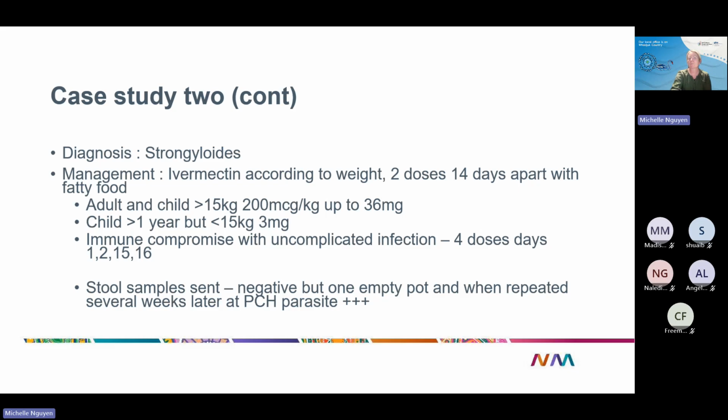If people have immunocompromise, but uncomplicated infections, so again picked up on screening, then sometimes we give 4 doses of ivermectin instead on days 1 to 15 and 16. So going back to this case, we do send stool samples when we pick up strongyloides, really to see if there is parasite present, to get an idea of the burden of the infection. And generally samples are negative, actually, usually.